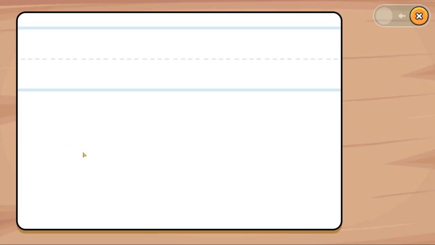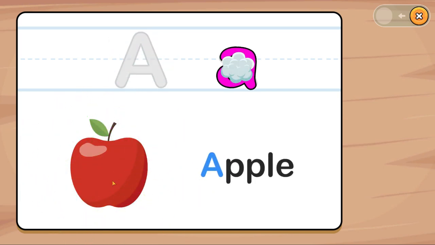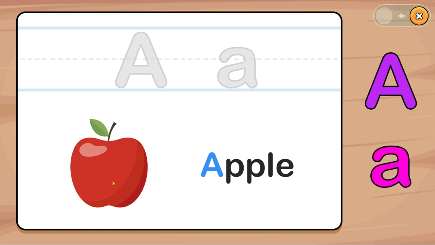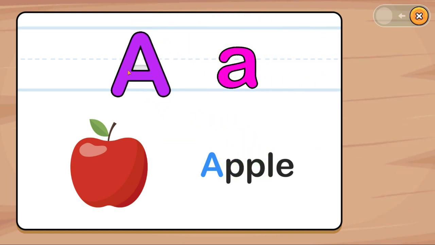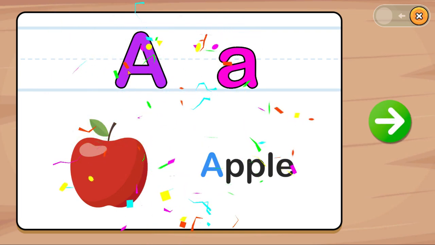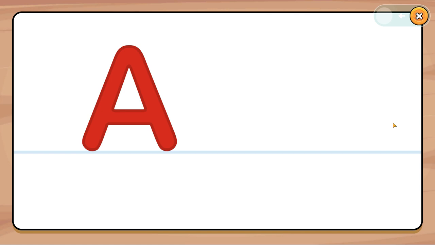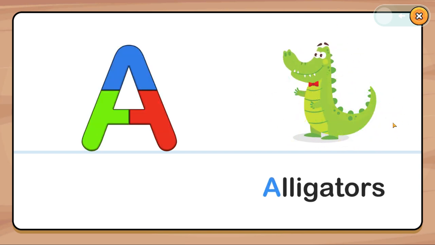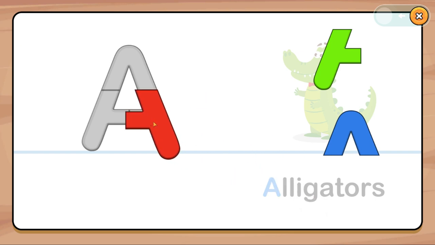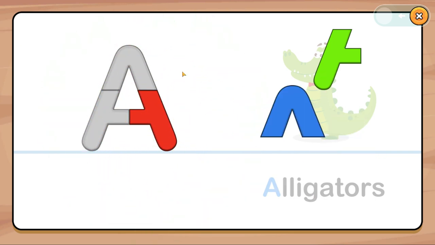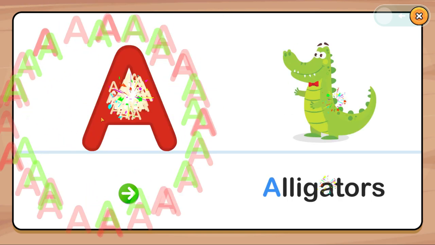Let's start. A is for apple. A. Smart. A is for alligator. Smart. Great. Nice.